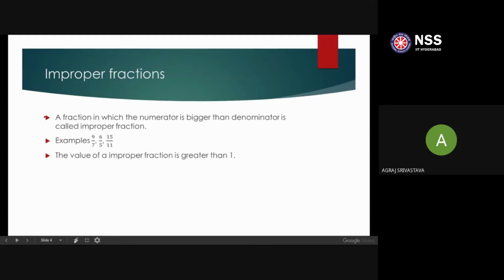And the way you can think of an improper fraction is a combination of certain wholes or entire objects accompanied by a fraction or a proper fraction. So to give you an example, 9 by 7 could be split into the number 1 plus 2 by 7, and we will see how to convert it back to its improper fraction form in subsequent slides.